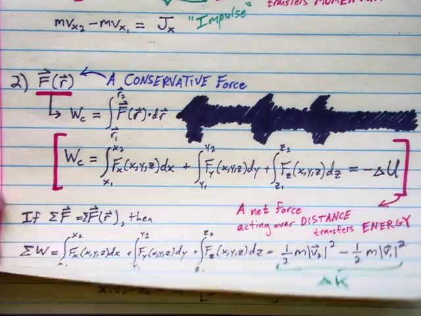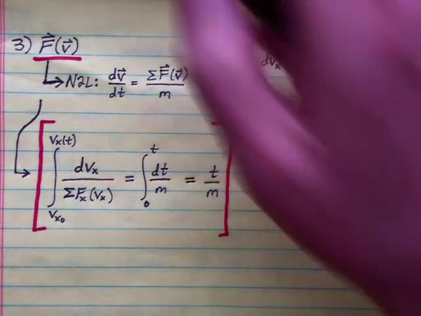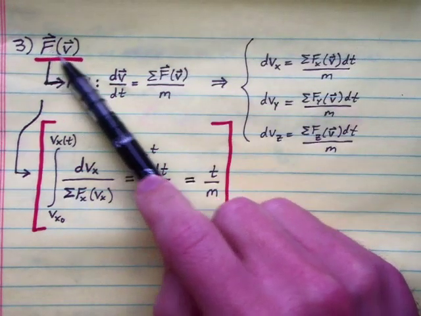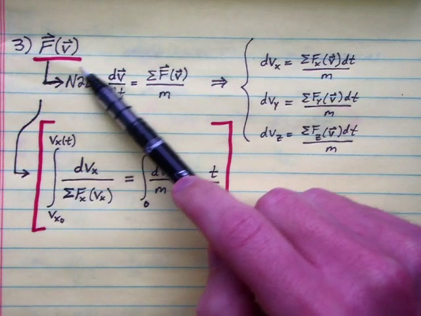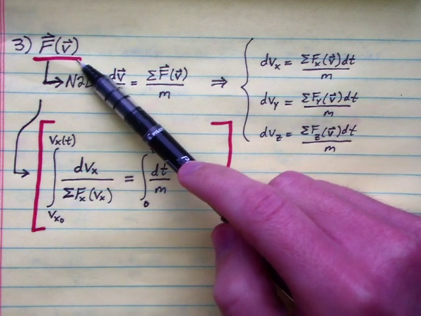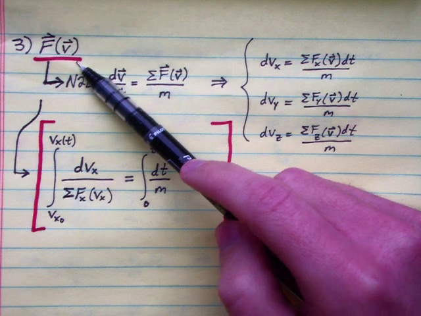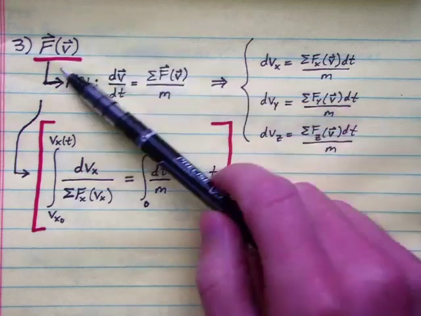Third case, what if your force is given as a function of velocity? So this would be like our drag force scenario where you're moving through air or some other fluid and you have a drag force on you that tends to be stronger the faster you're moving. So a force that depends on how fast you're going. What to do if you're given a force like that?